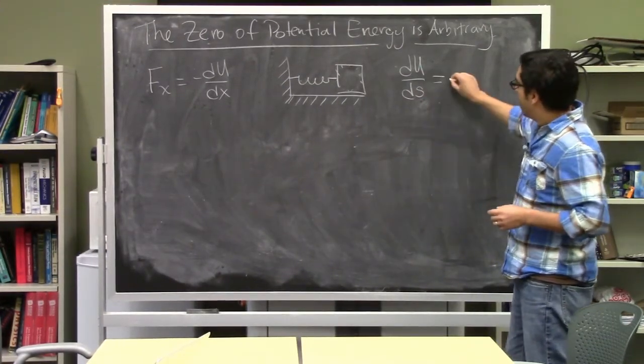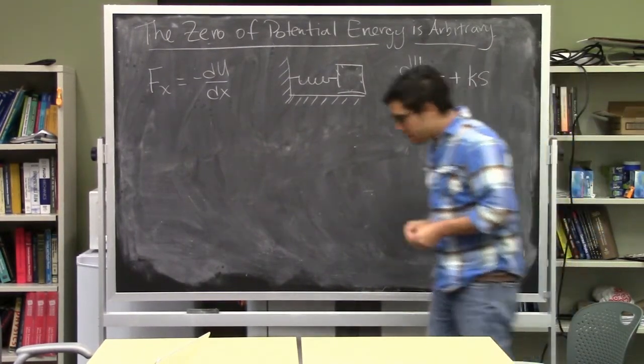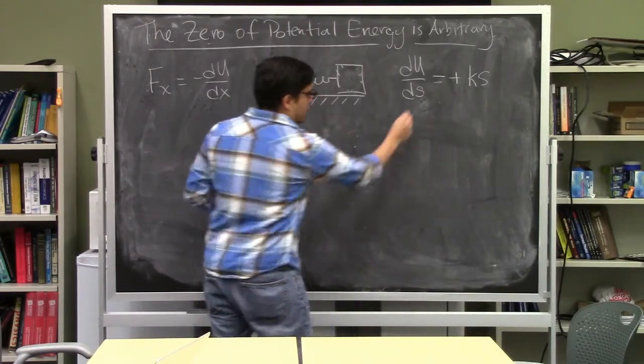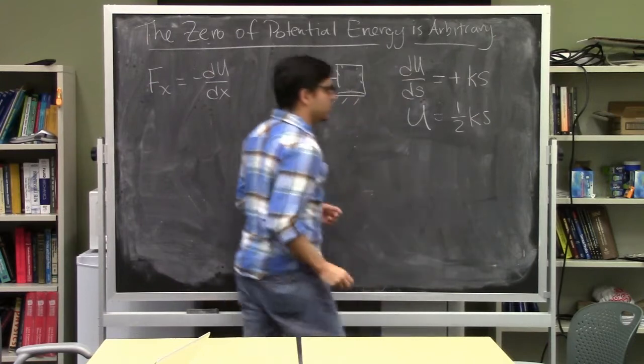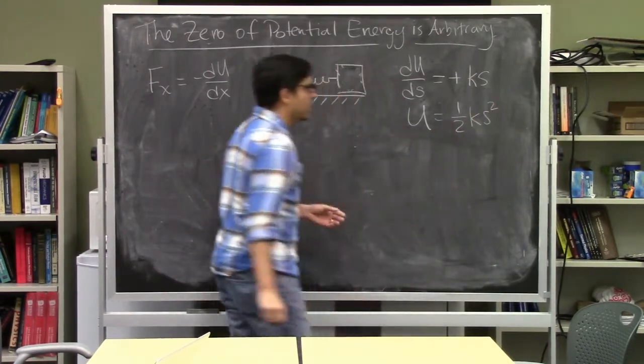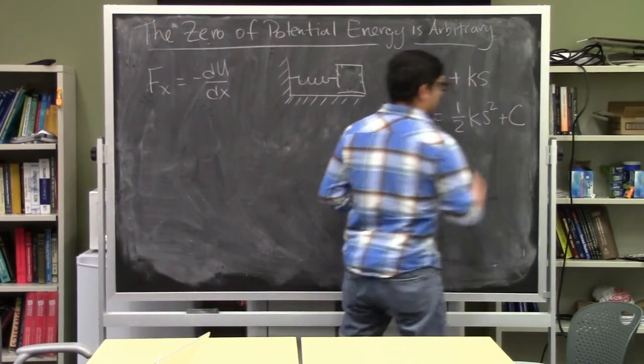So if that is minus the force, then it is plus Ks. We can go ahead and integrate that. And what you'll get is this idea that the potential energy goes like 1/2 Ks squared. But we're doing an indefinite integral here. So actually, we end up with a constant term.